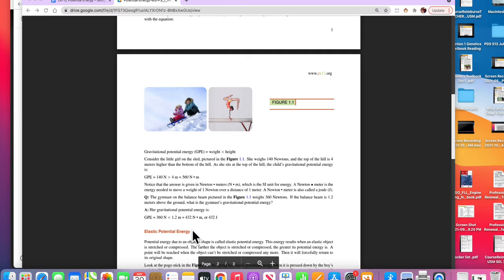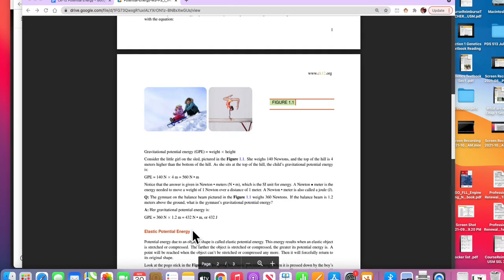Notice that the answer is given in newton meters, which is the SI unit for energy. A newton meter is the energy needed to move a weight of a newton over a distance of 1 meter. A newton meter is also called a joule.